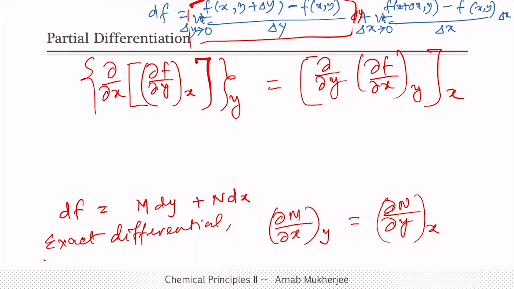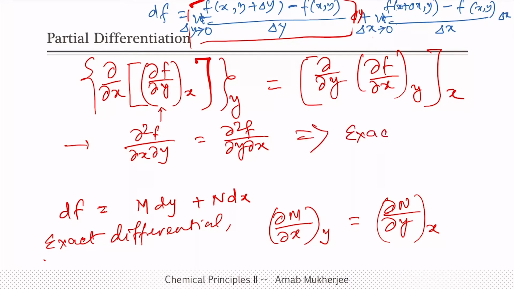So, if you look at it physically instead of mathematically, what do you observe? We can simplify this, by the way, as d2f by dx dy is equal to d2f by dy dx. If this is satisfied, then it is an exact differential or a state function. What does it physically mean? It means that you go first along y for a fixed value of x, and then you go along x for a fixed value of y, on the left hand side.